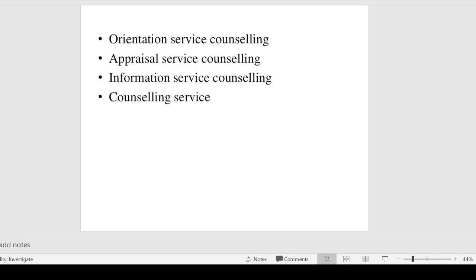If they ask about approaches or types of counseling, everything you can include: orientation service counseling, appraisal service counseling, information service counseling and counseling services, etc. So these are the different types or approaches for the guidance and counseling services.